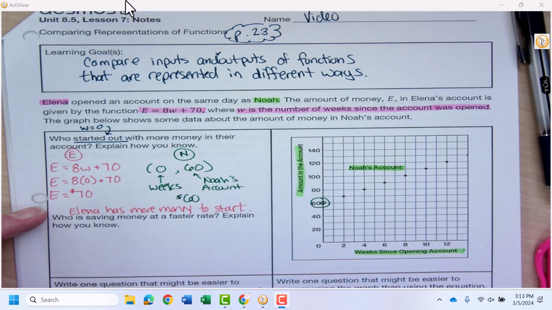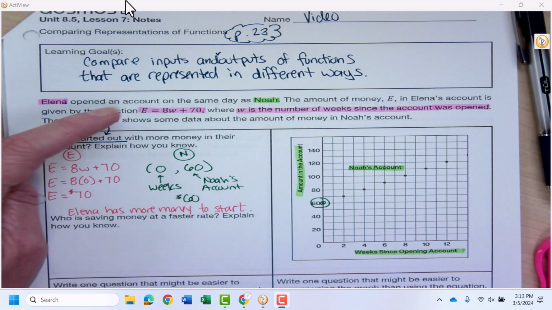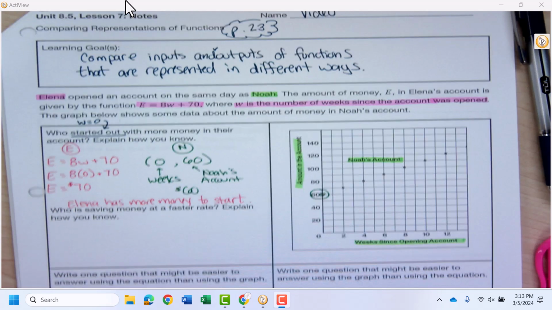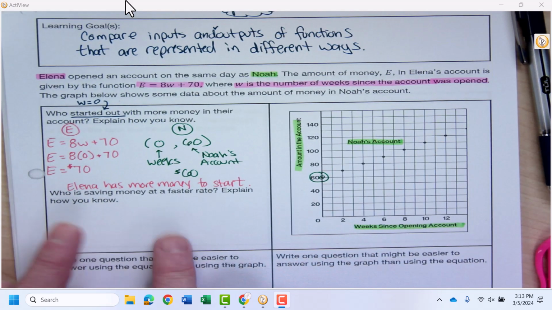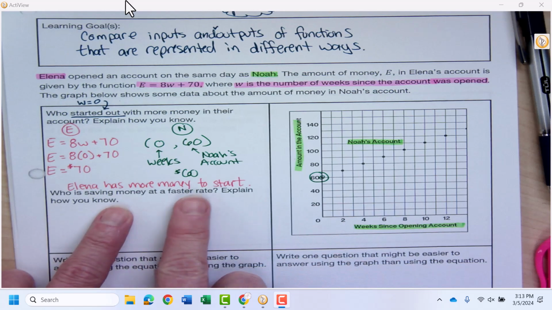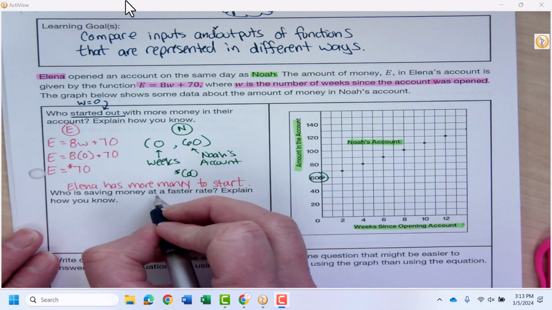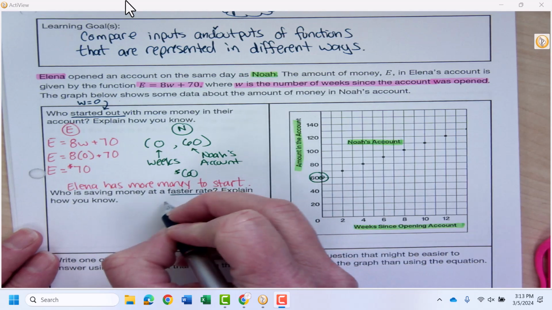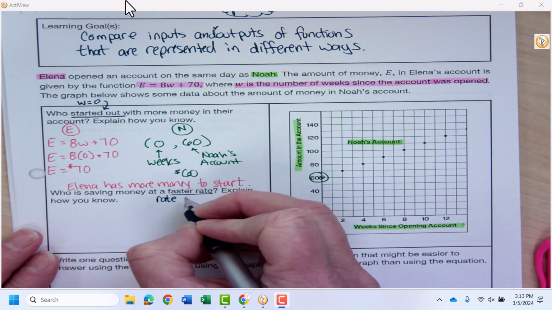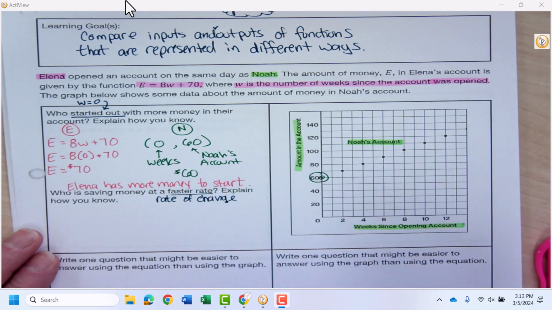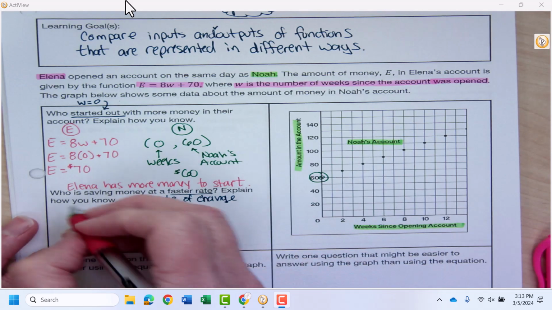At 0 weeks. All right, so different representations, but we can still compare them. Let's move on to this question. Who is saving money at a faster rate? Okay, well, this is going to be about rate of change. We can tell rate of change from either an equation or from a graph. Let's see how we can do that.